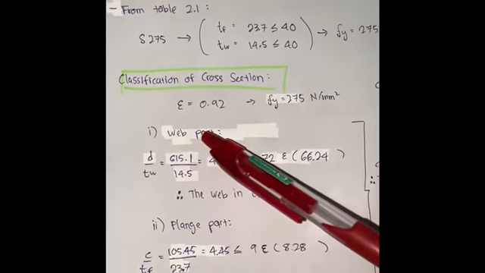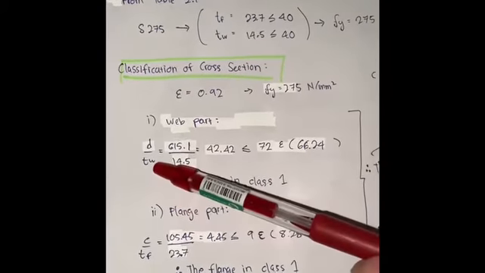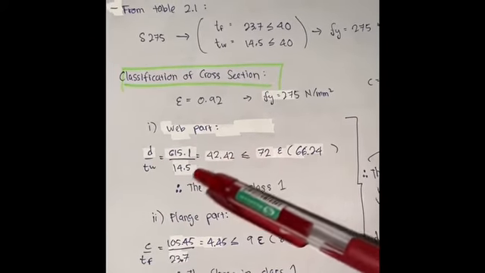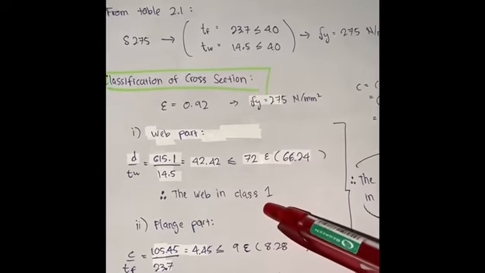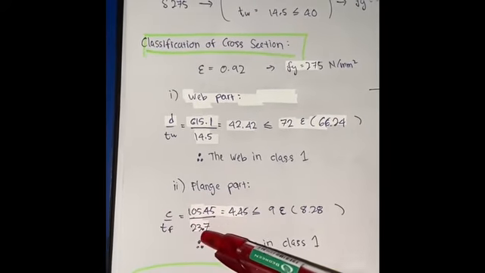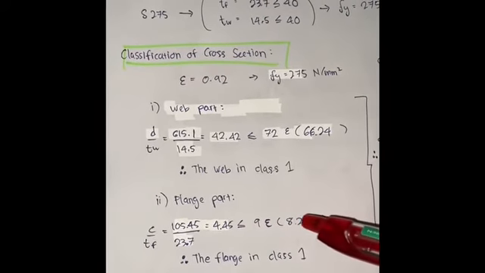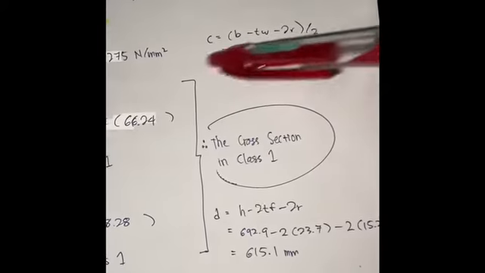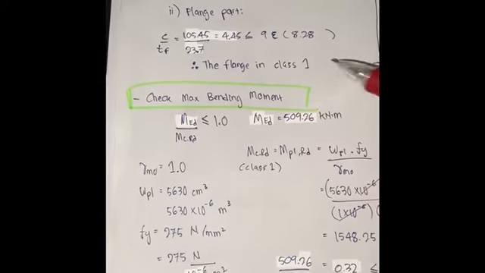So first, I will classify the web part. From the web part, I find the d/tw is below 72 epsilon. So the web is class 1. For the flange part, I have checked the c/tf is 4.45, which is below the 9 epsilon, 8.28. So the flange is also class 1. And then the cross section that I have chosen is class 1. Now it's time to check the maximum bending moment.